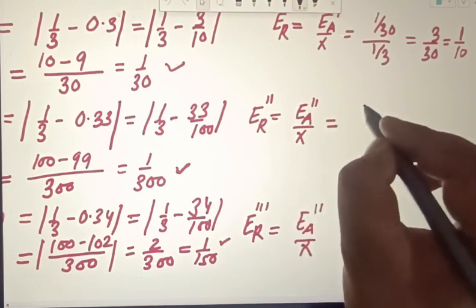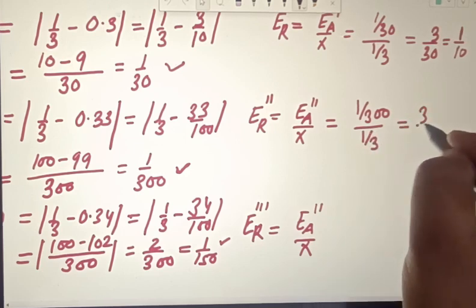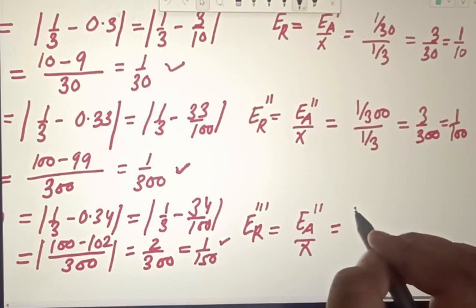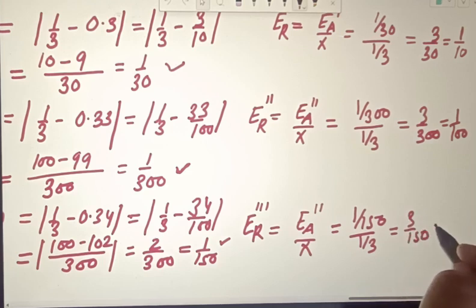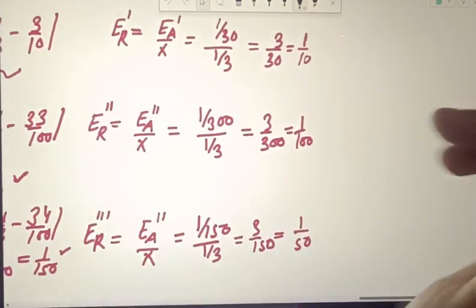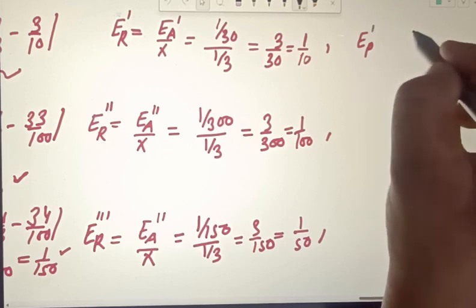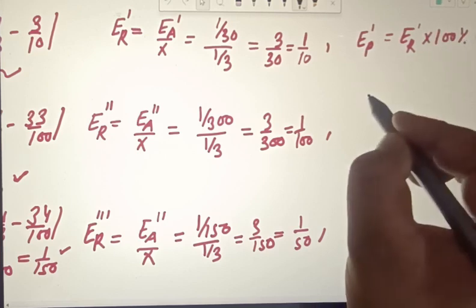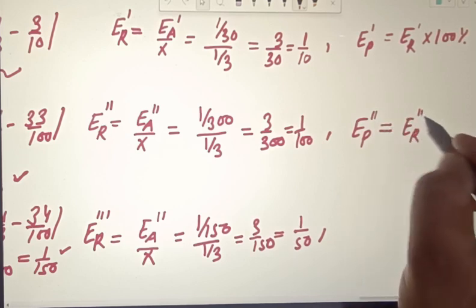Similarly, here you can write 1 upon 300 and 1 upon 3. So you can decide 3 by 300 or 1 by 100 is the relative error. And same here, 1 by 150 and 1 by 3, so you can write 3 by 150, and you can write 1 upon 50. These are three relative errors due to three approximate values. And in parallel, you can decide their percentage error. So EP1 will be relative error 1 multiplied by 100%. Similarly, EP2 will be decided by ER double dash multiplied by 100%.